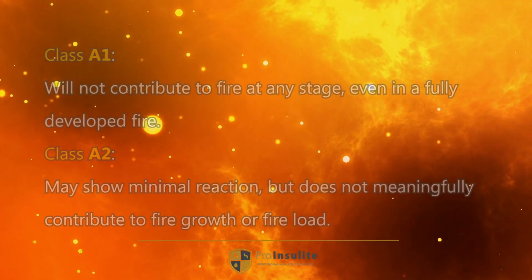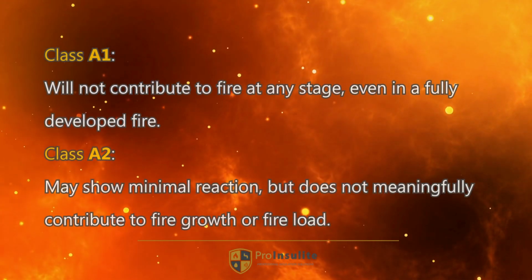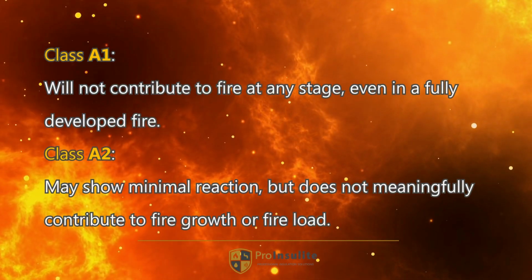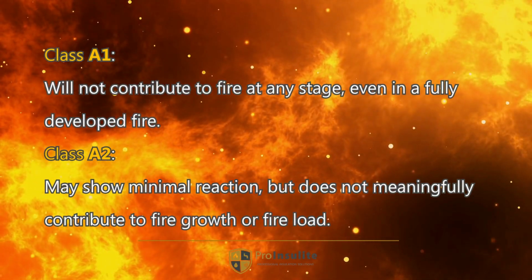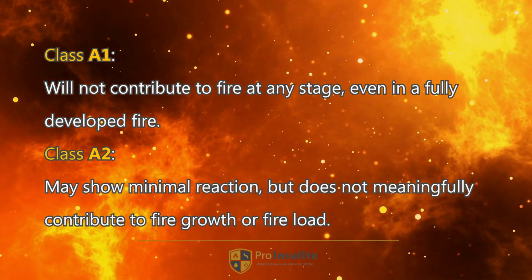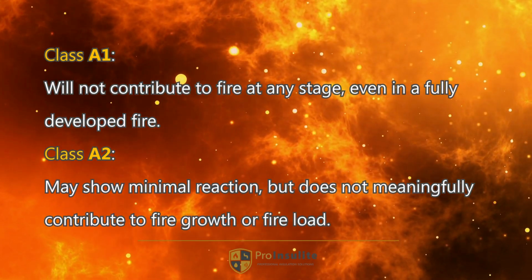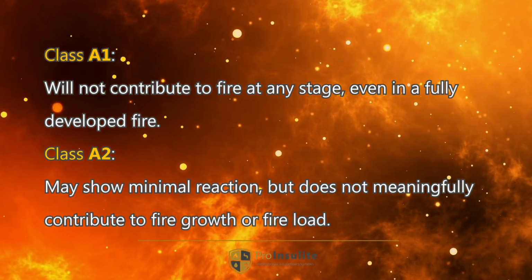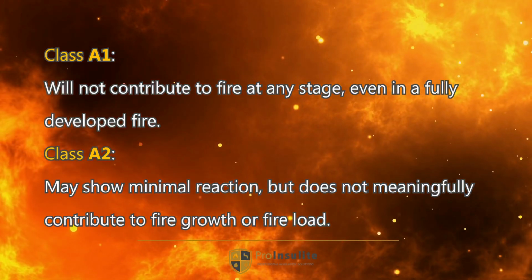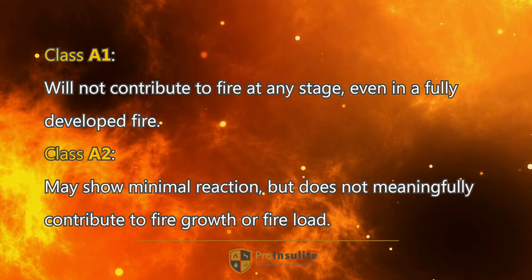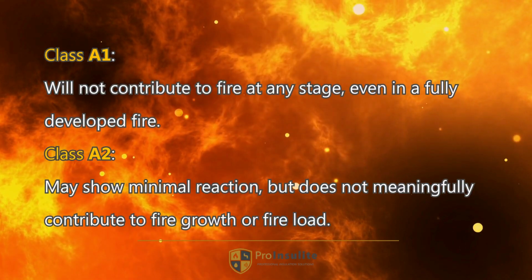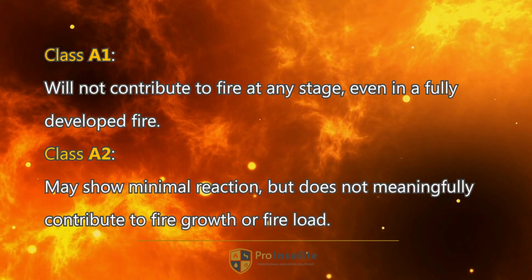Class A1 designates non-combustible materials. Such products do not participate in fire growth. Common examples include stone, concrete, steel, and glass. Class A2 designates materials with an extremely limited contribution to fire. This category may include selected fiber cement products and gypsum boards containing minimal organic components.